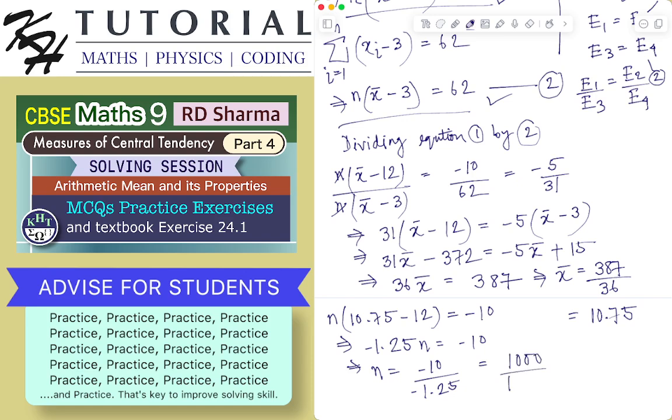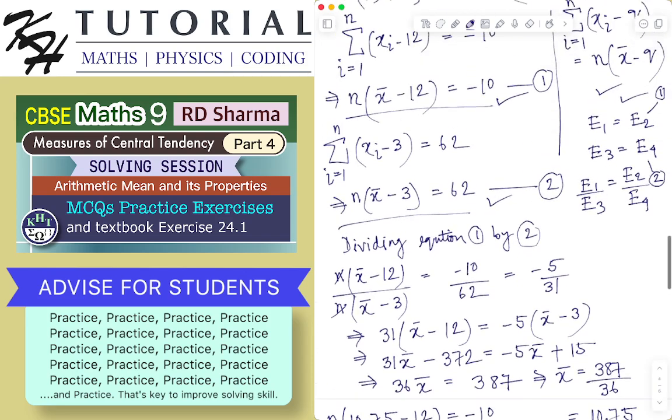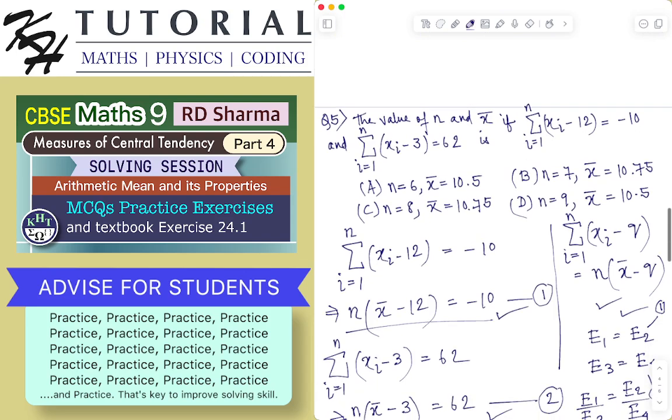This is equal to 1000 divided by 125. I am using a calculator, but you should be able to calculate this. You should be able to do this calculation by hand very fast, and for this you need to have a lot of practice. So n, the number of observations, is 8 and the mean is 10.75. So the correct choice is C. C is the correct choice.